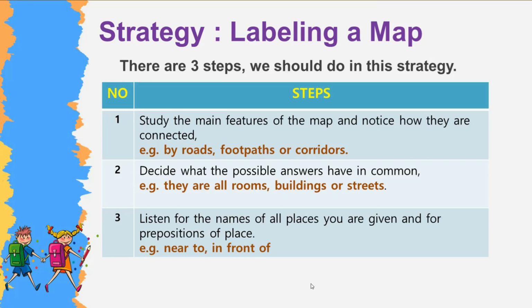And then for the second, decide what the possible answers have in common. For example, they are all rooms, buildings, or streets. And then listen for the names of all places you are given and for the prepositions of place. For example, like near to, in front of, you have to pay attention to these prepositions. What kind of prepositions are used by the speaker in the audio. Okay, this is about the strategy on labeling a map.